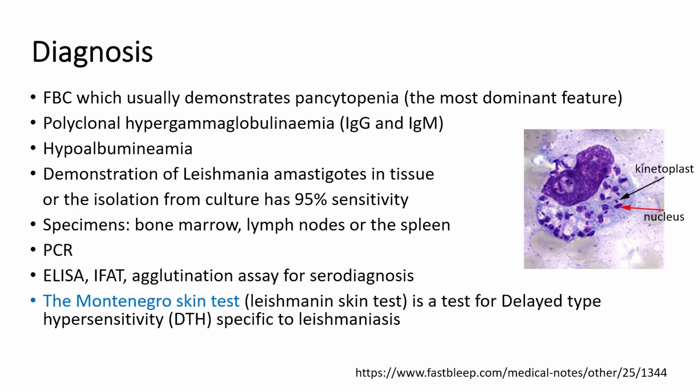Okay, how to diagnose the infection? Usually we can do a full blood count, in which the patient will demonstrate pancytopenia, which is the most common feature, and also high IgG and high IgM, and hypoalbuminemia. When you look at the slide, you can see the amastigotes. Look at the right-hand picture there. That's how the amastigotes look like, with a big dot which is the nucleus and also a small dot, the kinetoplast.